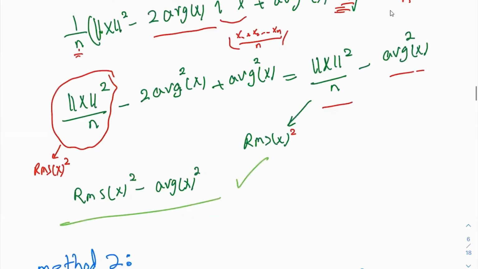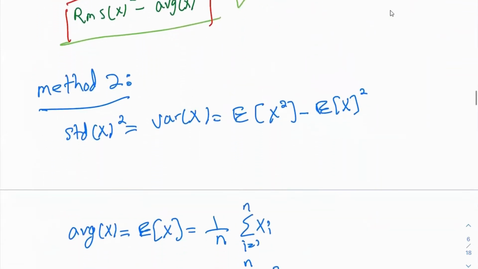Right? So you prove that the standard deviation squared, or the variance, is equal to RMS squared minus the average of x squared. Okay? Great. That's one way to prove it. That's one very valid way to prove this. Another way is to look at it in terms of a random variable.